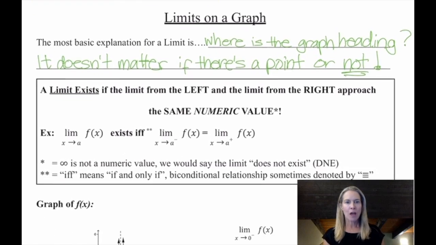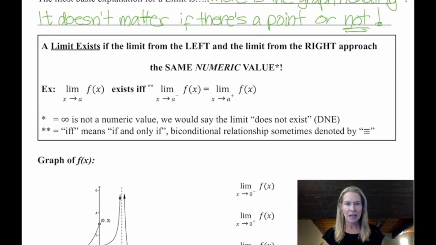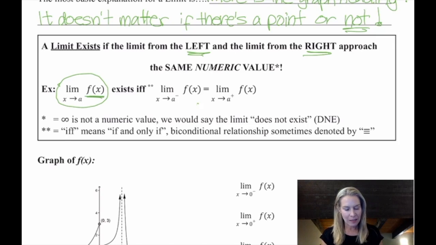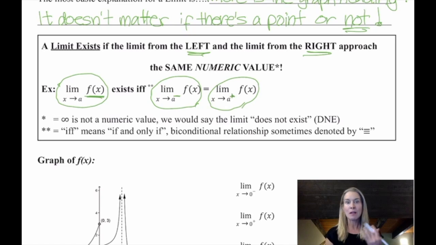As a reminder, a two-sided limit exists if the limit from the left and the limit from the right approach the same numeric value. This would be the notation for a two-sided limit as x approaches some number a is some real number, and f of x is the function we're investigating. The left-sided limit is this one here, showing that we're coming in with a minus sign. And the right-handed limit is right here, and that shows we're coming to the same number, but with a plus sign, meaning we're coming in from the right-hand side.